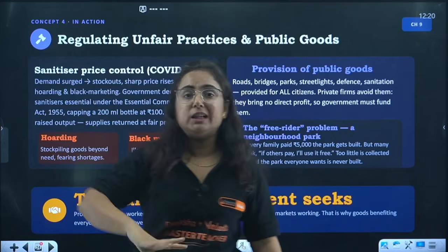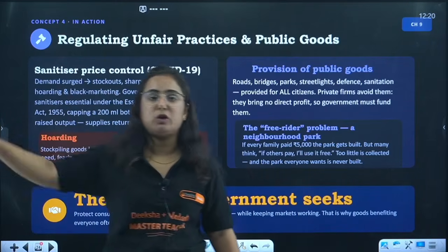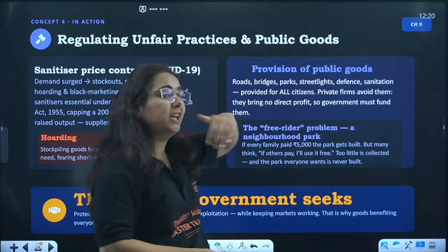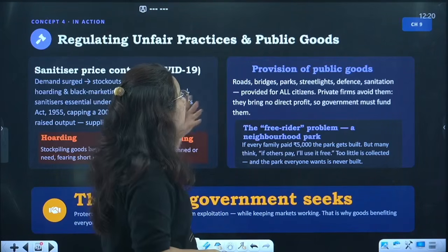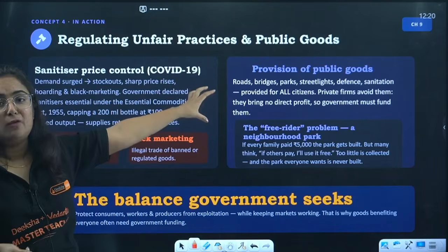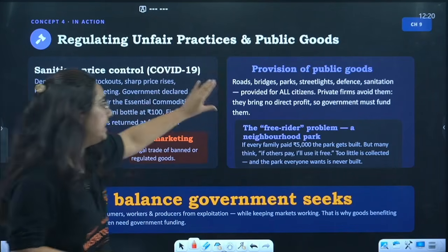To the people who cannot go to private schools, private hospitals, this public good is there. Like parks, roads, bridges, defense, sanitation. So these are the products, the goods, that are made by the government.